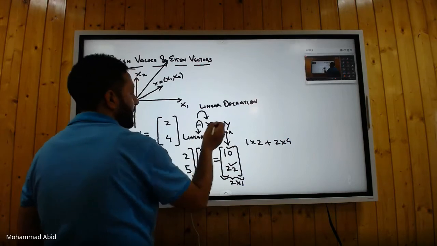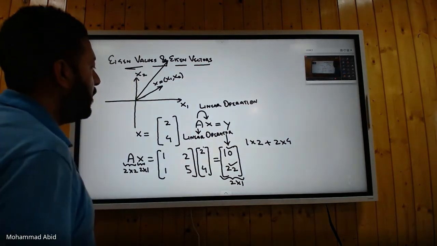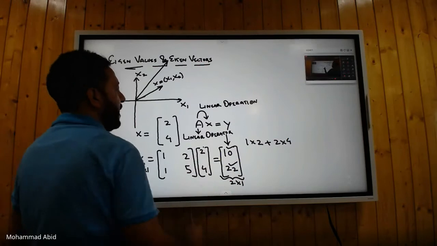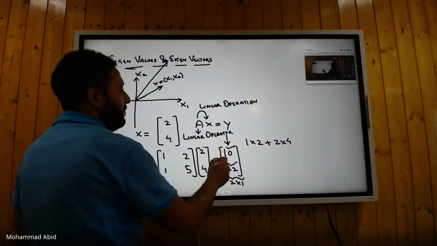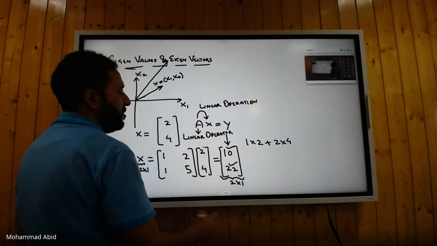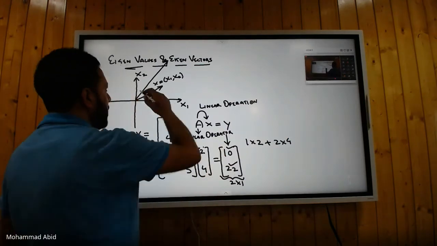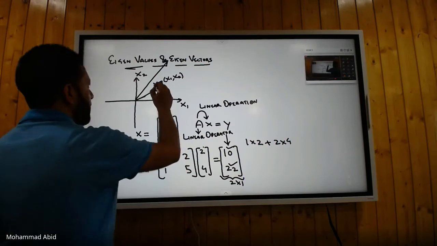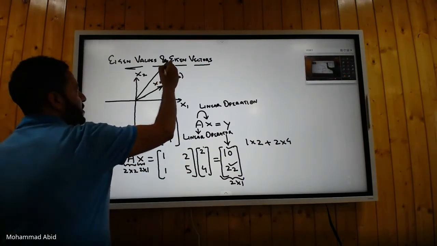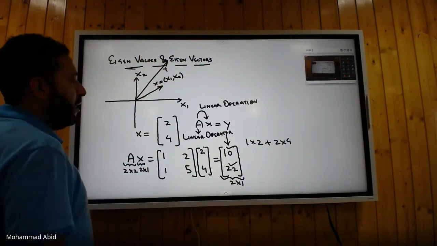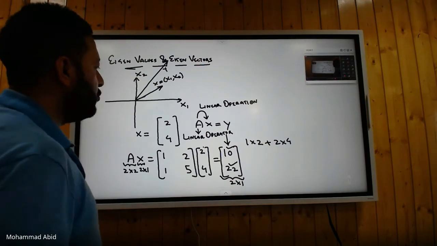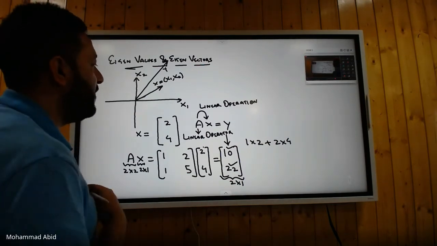So we have seen here that when we perform this operation on this vector, we pre-multiply it by a matrix A, you end up with another vector which actually has got a change in magnitude as well as a change in direction. You get a different vector here. We call this X and we can call this Y.